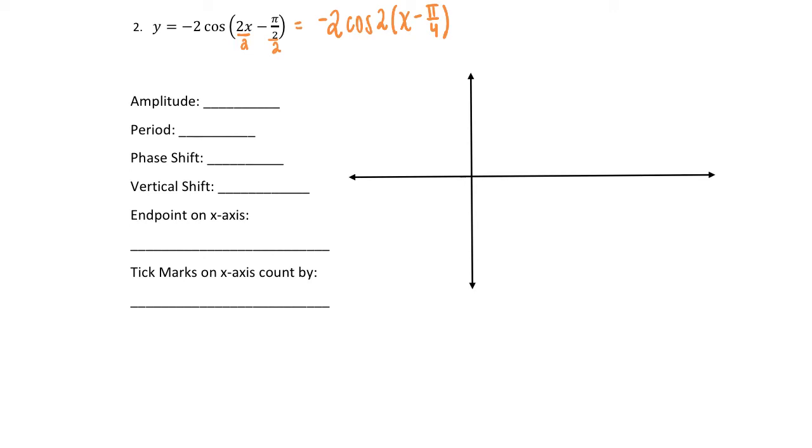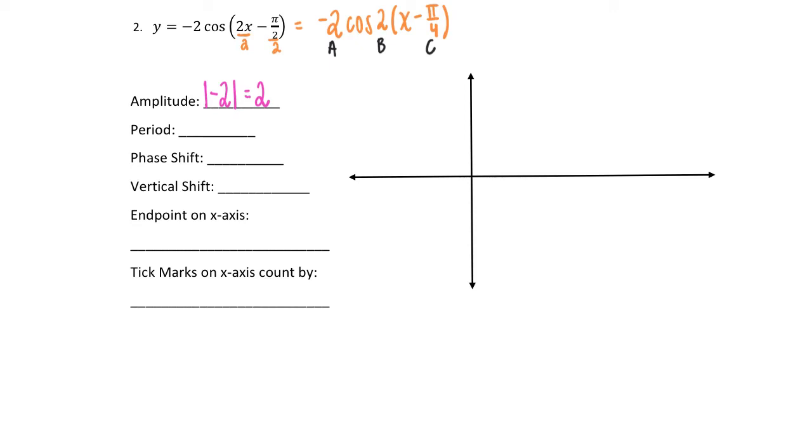Label each piece of your curve. Now let's go through and find what each of these values is equal to. When you find your amplitude, make sure to take the absolute value of that negative 2.